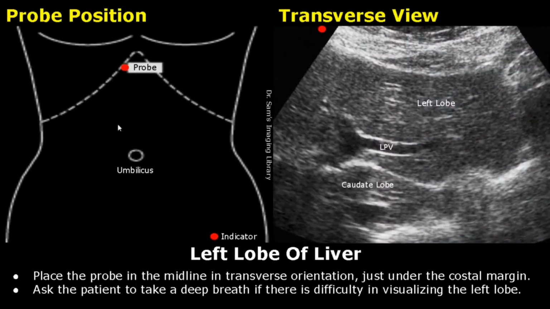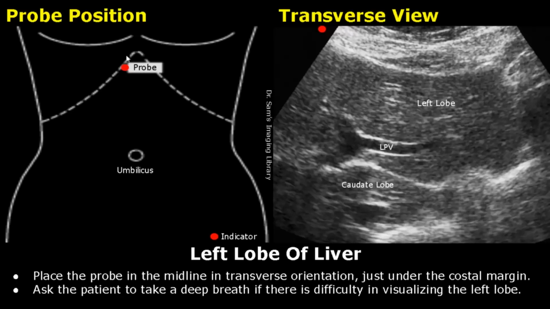On the left side, we have a schematic representation of probe placement, and on the right side is the corresponding image. This white box is the ultrasound probe. The red dot is the indicator or the orientation marker. It is facing towards the right side of the patient.